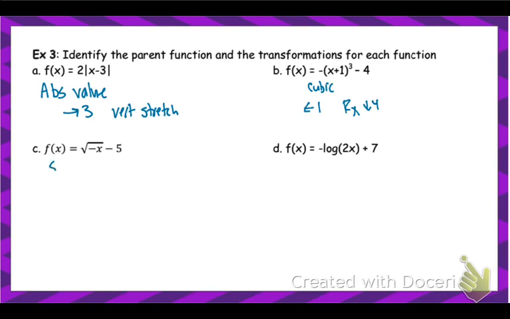All right, the next one, that's square root. What's under the root is your horizontal change. So in this case, I have a reflection over the y. What's outside the root, that's your vertical change. That is down 5.